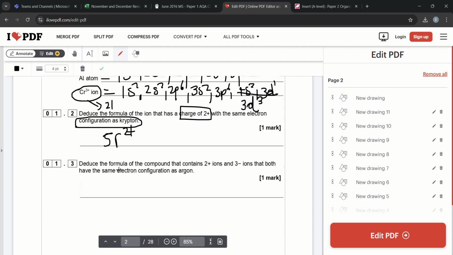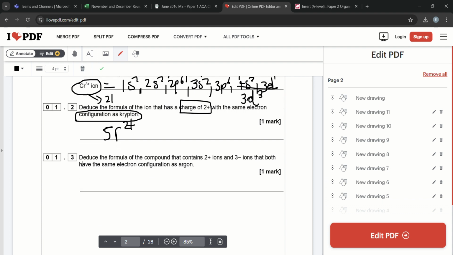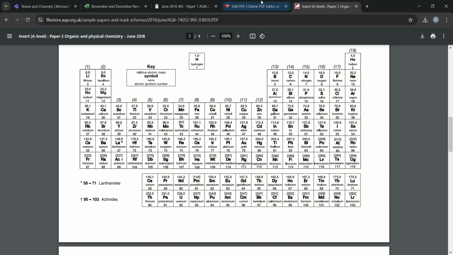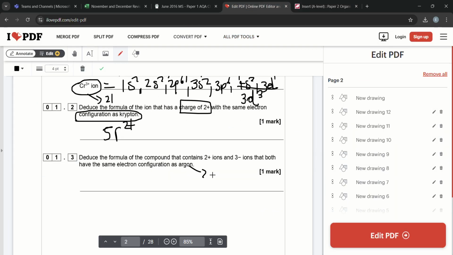Then it says 1.3, deduce the formula of the compound that contains 2+ ions and 3- ions that both have the same electron configuration as argon. Argon has 18 electrons. So we need to find one element that has this configuration. Well, if it's a 2+ ion, we're going to subtract 2 electrons. So one that has 20 electrons and one that has 15 electrons.